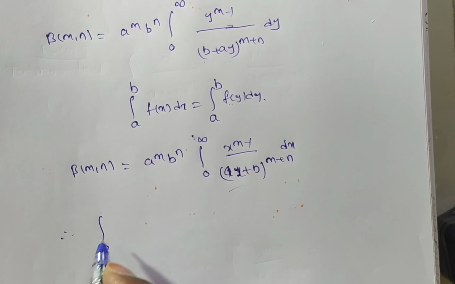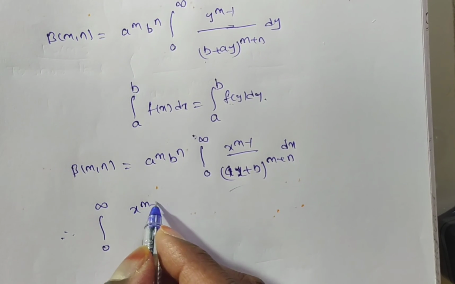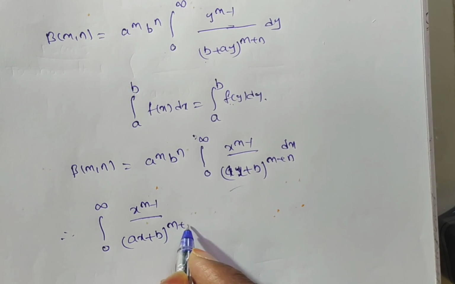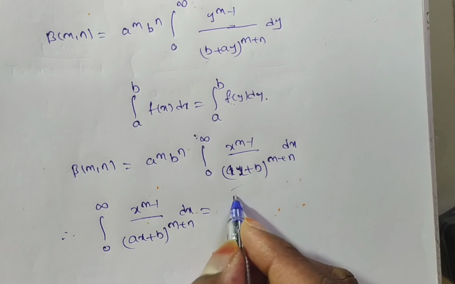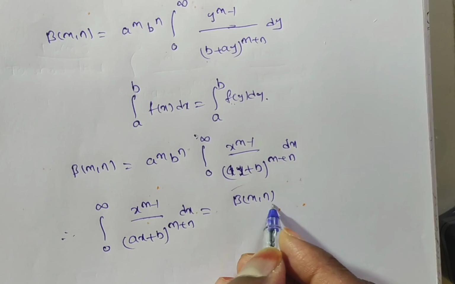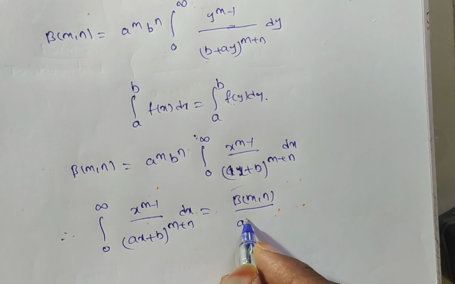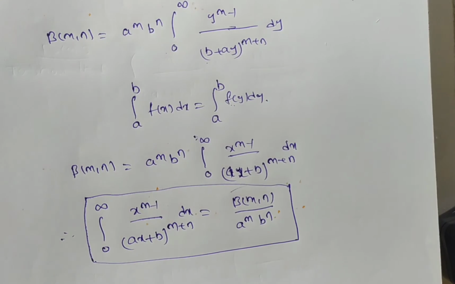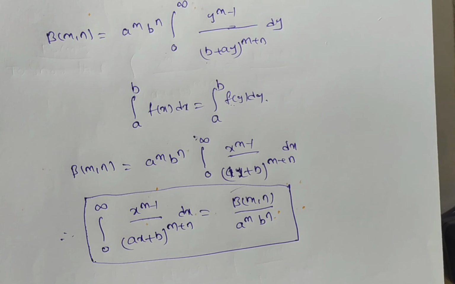Therefore integral 0 to infinite x^(m-1) by (ax + b)^(m+n) dx is equal to beta of m comma n divided by a^m into b^n. That's it. This is the form 3.